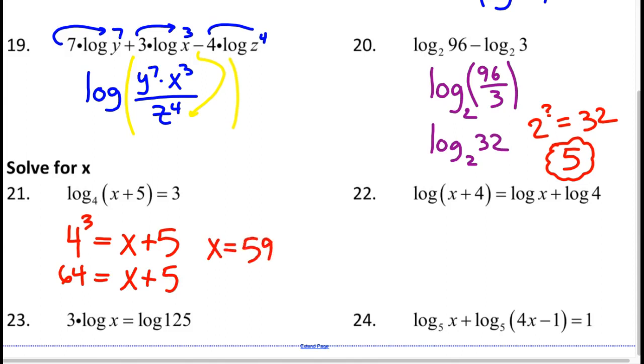59. Yep, you're right. 59 plus 5 is 64. Got it. Yep. Okay, next question.